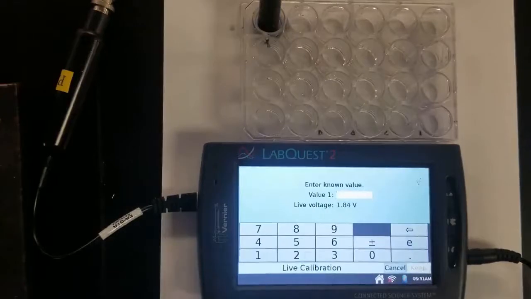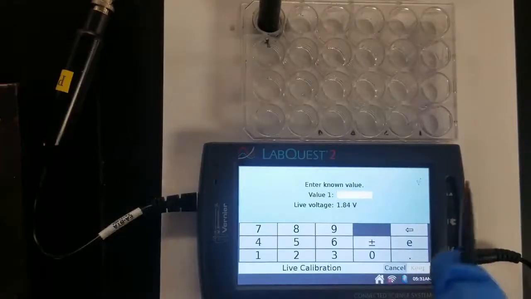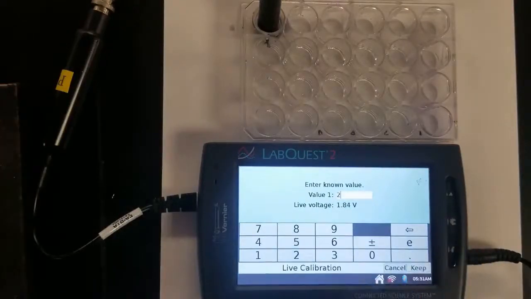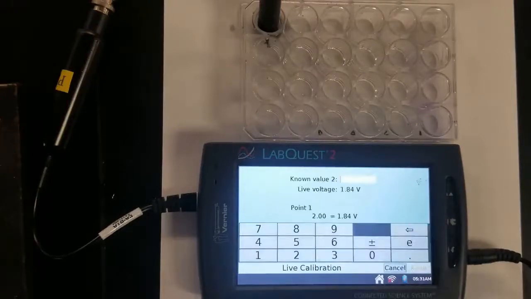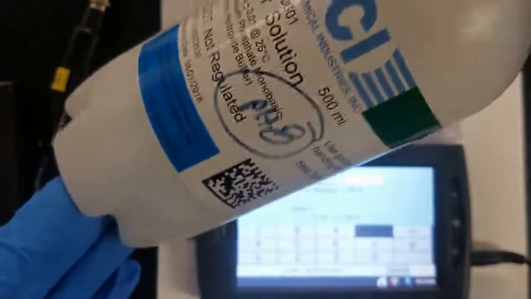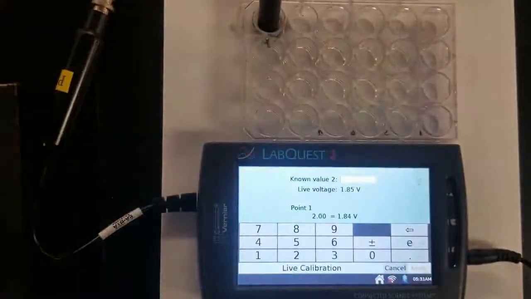And you can see now it's hanging out at this 1.8. And so this is a pH of 2, so we want to tell it this is a pH of 2. And then you press keep. And now we're going to do a different value. So for this one, we're going to do pH of 8. So we know this is pH 8.